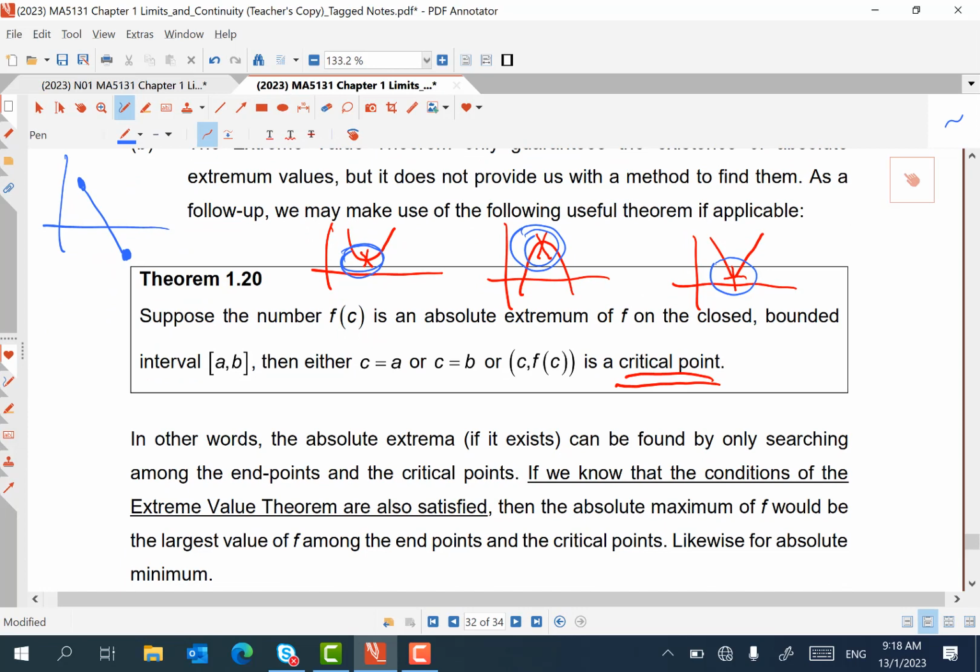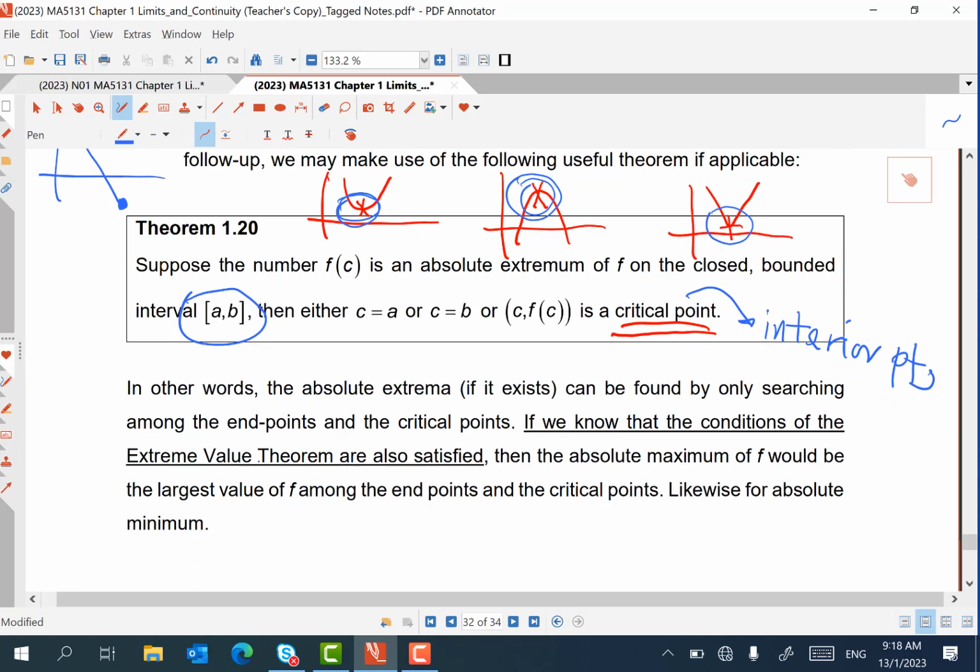There's another condition about critical points that you need to know. A critical point, by definition, must be a so-called interior point. Meaning to say, if you have an interval such as this, A and B can never be the so-called critical point. A critical point must be an interior point. Right.